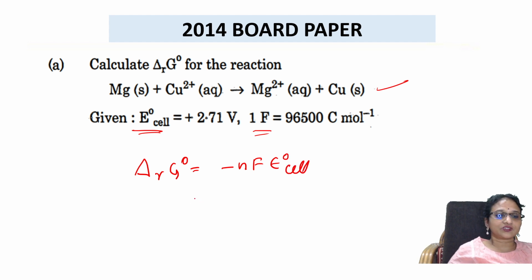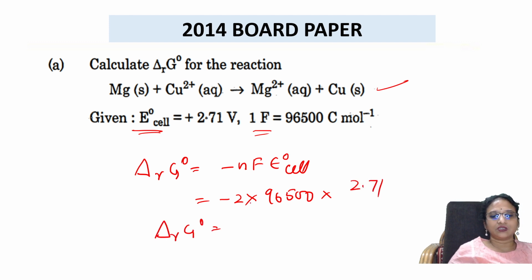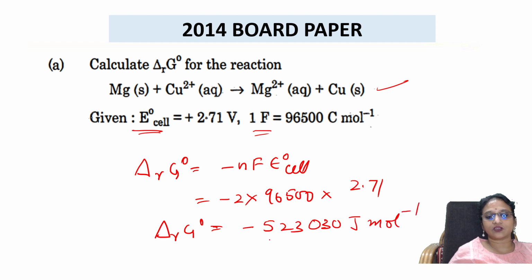How many electrons got transferred? 2 electrons. What is Faraday? 96,500. What is E naught cell? 2.71. Easy. Delta G naught is equal to, when you multiply, minus 523 around. When I solved it, I got an answer like this. This is the answer I got when I solved it. Easy? See. Let us see 2015.